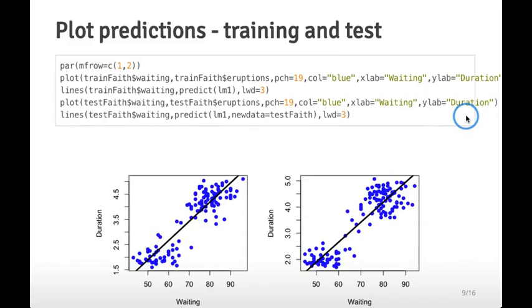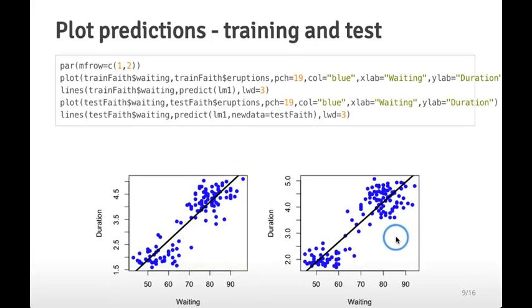So if I wanted to plot the predictions, I could plot them for both the training and the test set. So for example, here on the left are the training set points. So this was the random subset that I used to fit the model. And so we have waiting time versus duration on the y-axis. And the fitted line is this black line right here.